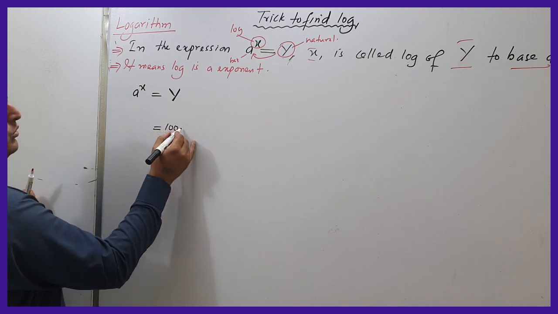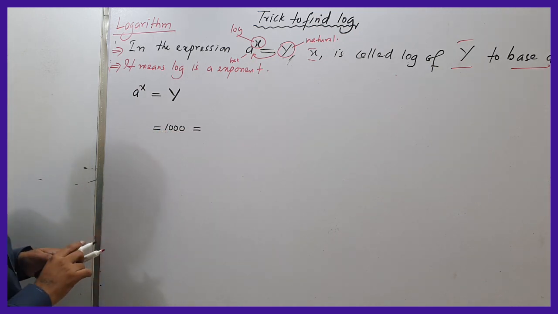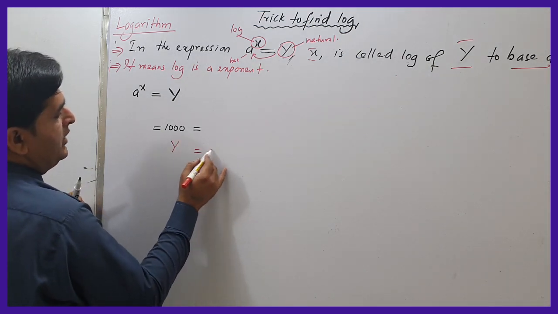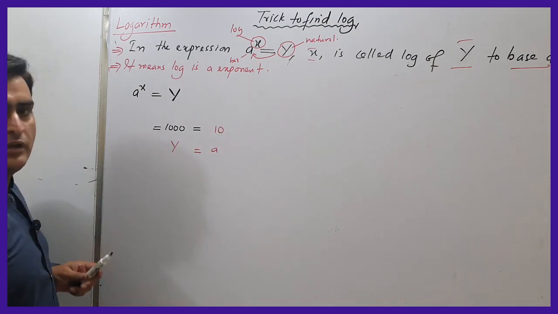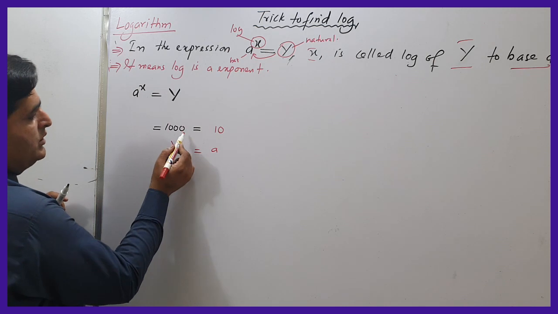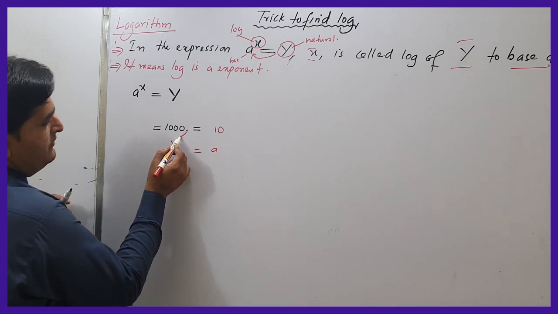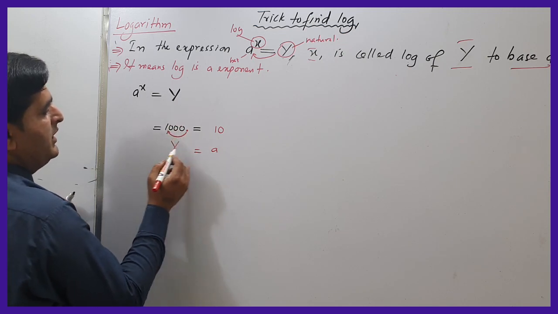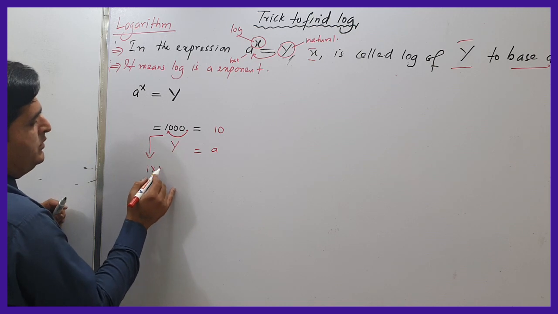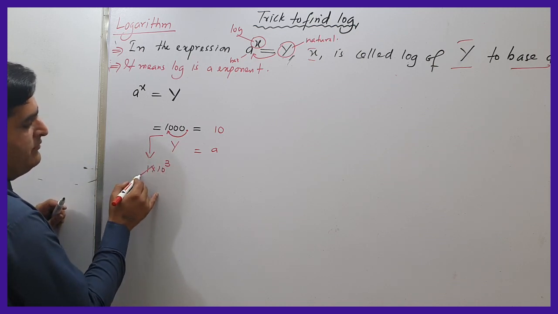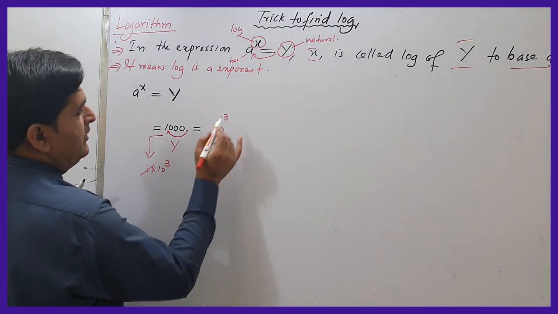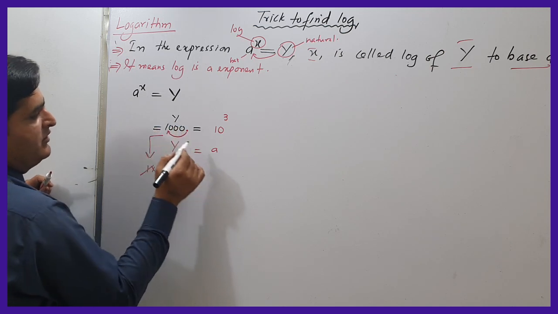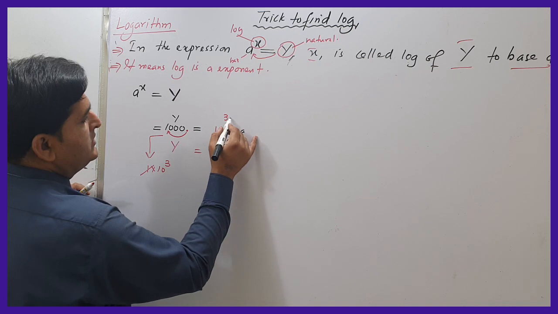So if y is equal to 1000, then its base a should be 10. In logarithm the base is always 10. So the decimal was there, and we have shifted the decimal 3 places to the left, 1 2 3, so it became 1 into 10 to power 3. We omit 1 here for the sake of simplicity and write 3 here. So 1000 is y, 10 is a, and 3 is x.